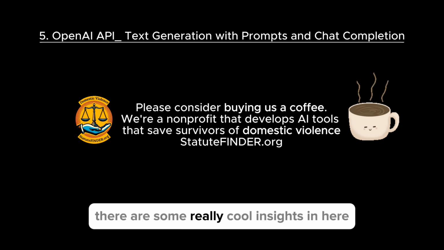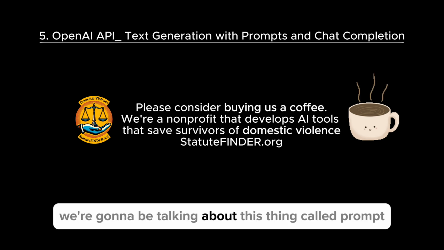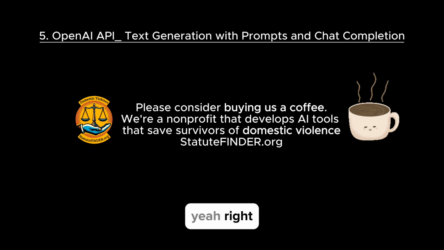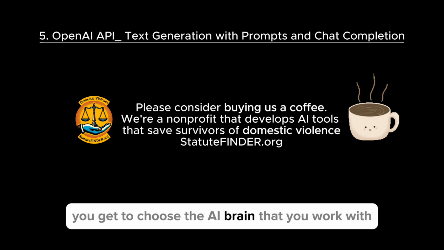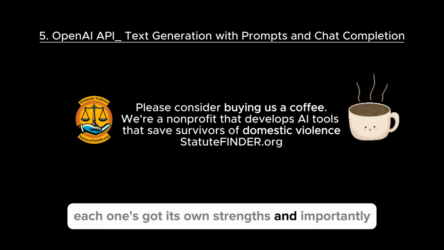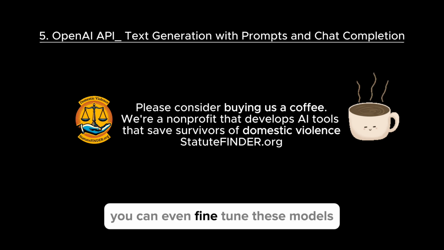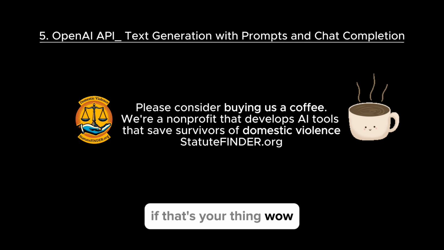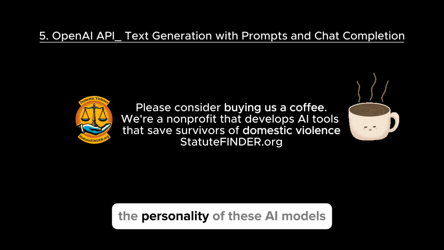And trust me, there are some really cool insights in here. Ooh, I'm intrigued. Like what? Well, we're going to be talking about this thing called prompt engineering. Basically, it's the art of speaking AI. Right? And the fact that OpenAI isn't just one thing. You get to choose the AI brain that you work with. Oh, interesting. So there are options. There are options. Each one's got its own strengths and, importantly, its own cost. And get this, you can even fine-tune these models to make them sound like a Southern belle, if that's your thing. Wow, a Southern Belle AI. That's a pretty good illustration of how you can customize the personality of these AI models.